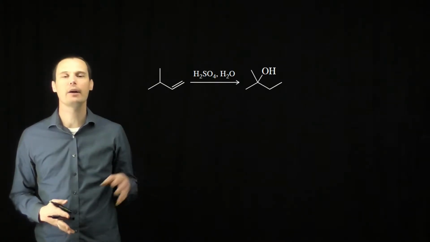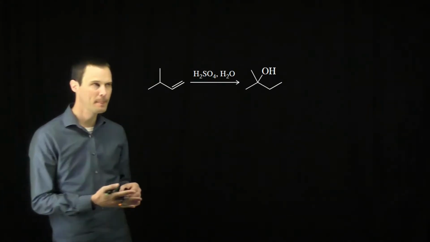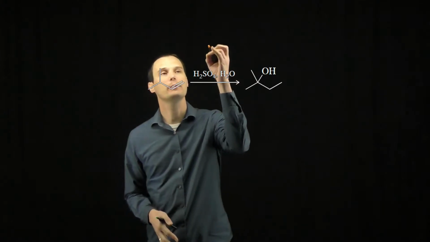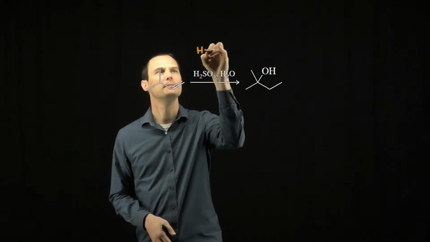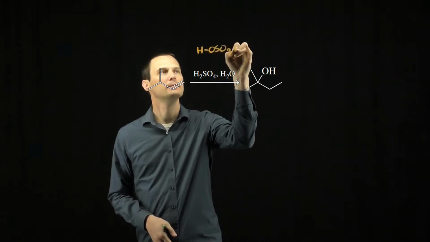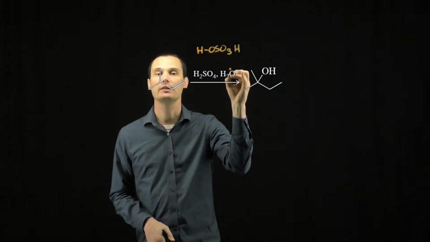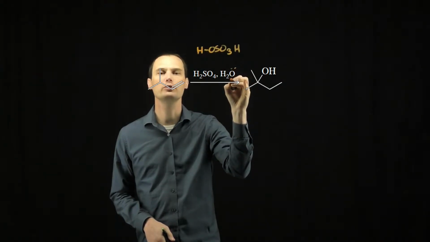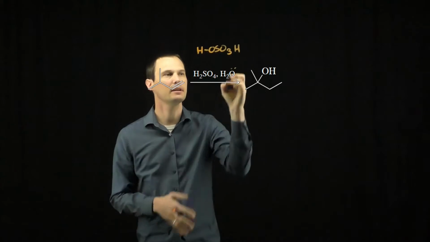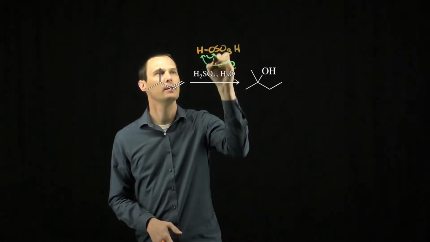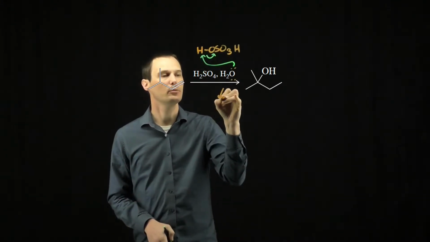The question asks us to provide an arrow pushing mechanism for this reaction. The first thing that will happen is that the water will get protonated by sulfuric acid. So we'll take a lone pair of electrons on water, and we'll use those lone pair of electrons to grab an acidic hydrogen from sulfuric acid. That will form hydronium ion, H3O+.